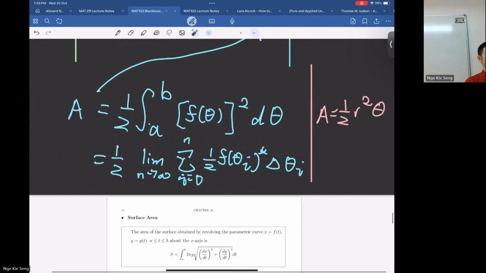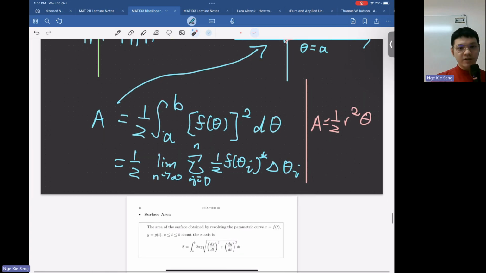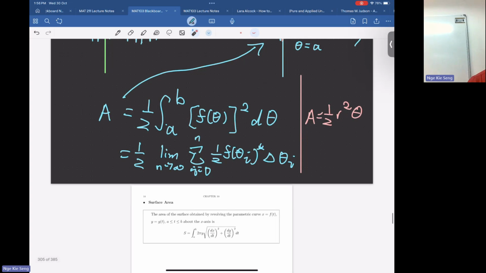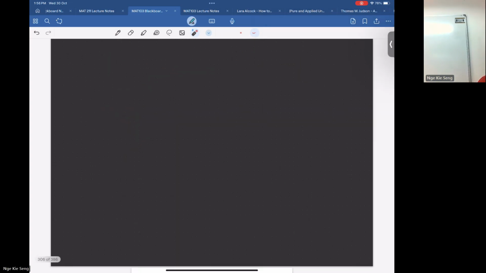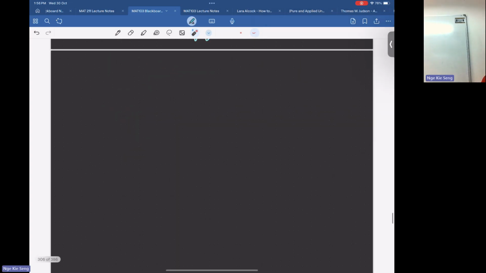Okay. Right. So let's compute one example and then we will take a break. Let's compute this example. So try and compute.